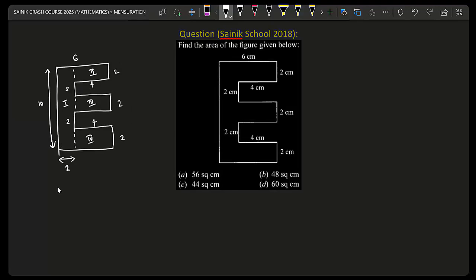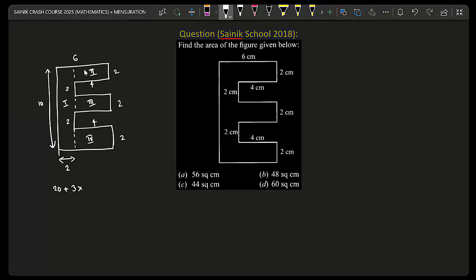What is the area of region 1? Sir, 20. 10 into 2 is 20. So we can see 2, 3 and 4 are having equal areas, right? Yes, sir. Then 3 multiplied by each area. What is each rectangle area? Sir, each rectangle area is 20, sir.